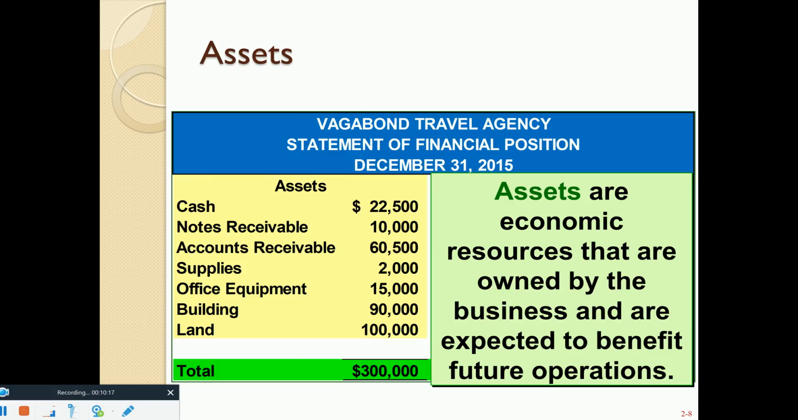Okay, as we said, the assets are basically what companies own. And you can see the formal definition here. They're the economic resources owned by the business. And they're expected to benefit future operations, of course.